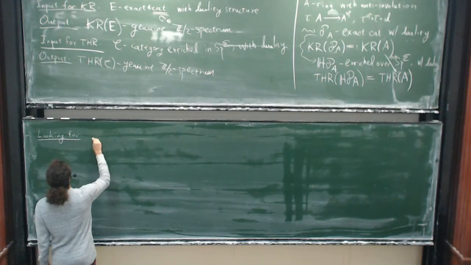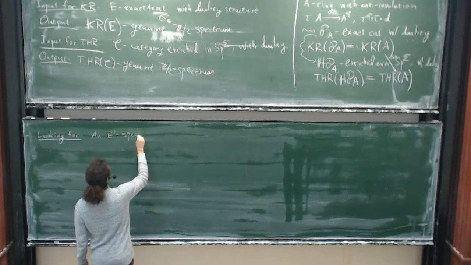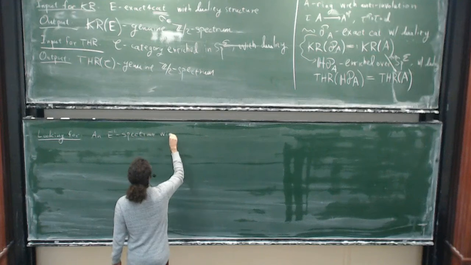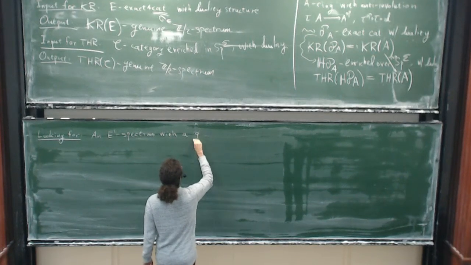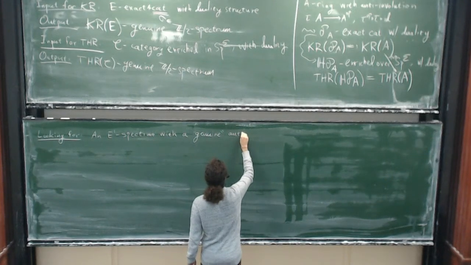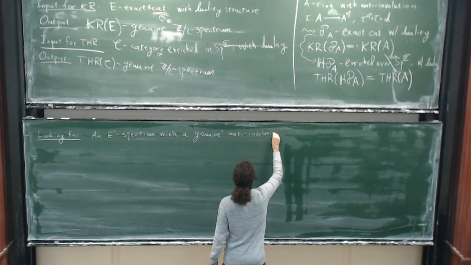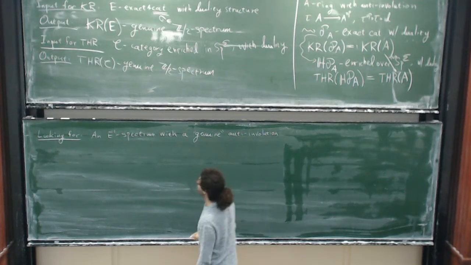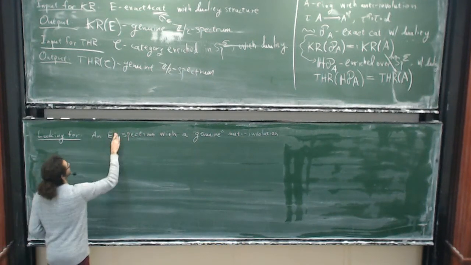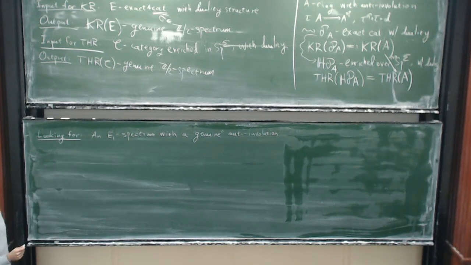So we're looking for an E1 spectrum with a genuine anti-involution. This is what we want in the end. Yeah, sorry, E1 like this. This is what we want.